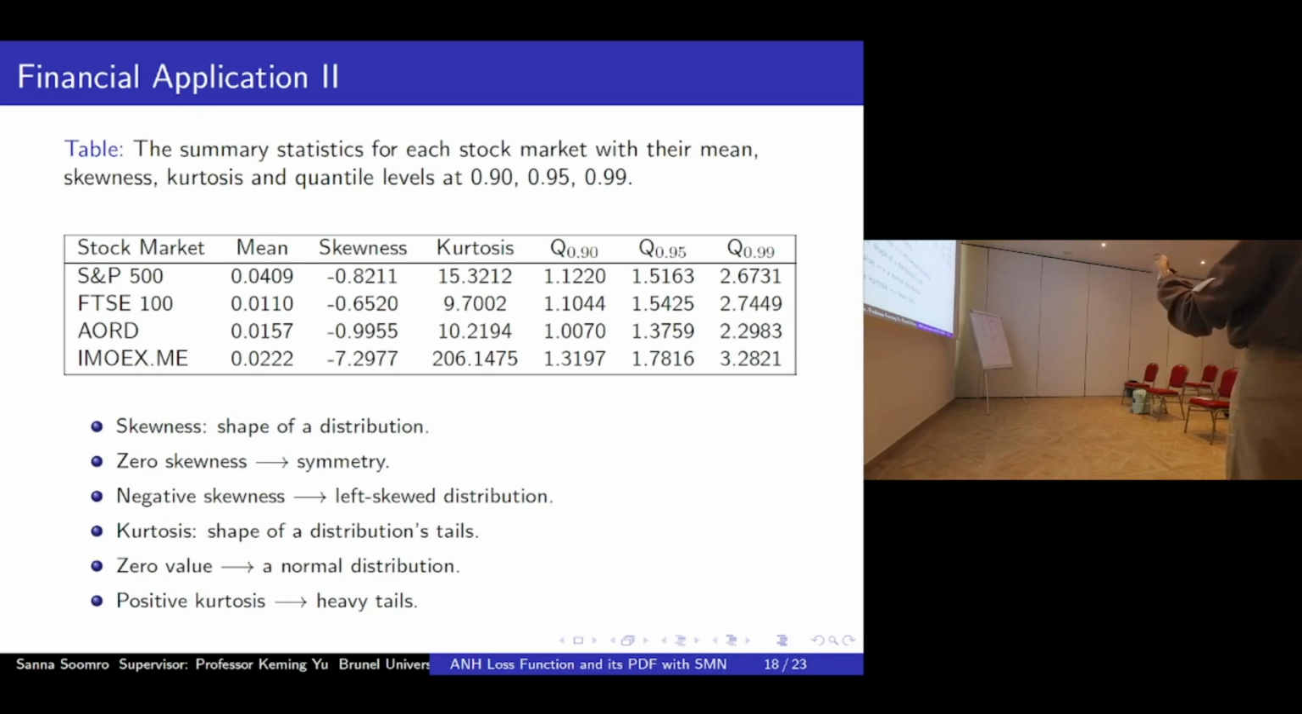So I have given you a summary statistics of each stock market. I'm going to go over it very quickly. In the summary statistics, I have the mean, skewness, kurtosis, quantile levels, and some extreme values. Skewness measures the shape of the distribution, and zero skewness indicates symmetry. Here we see all negative skewness values, which indicate the distributions are skewed. And kurtosis measures the shape of the distribution tail. Zero kurtosis means the distribution is normal. As we can see, we have all positive kurtosis values, which indicate that they have heavy tails in their distribution.